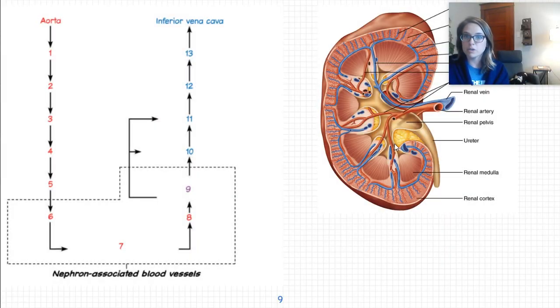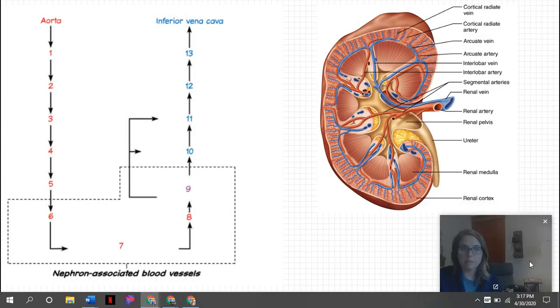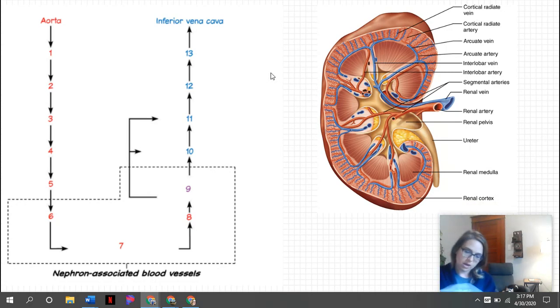That's going to be on your homework assignment. Alrighty. So we have here, this would be on the page with the kidney that we already labeled. The picture I have here is just for reference.